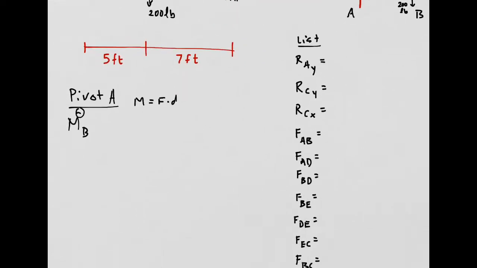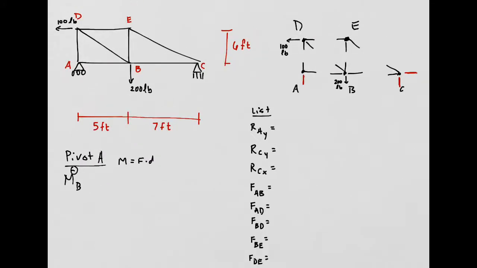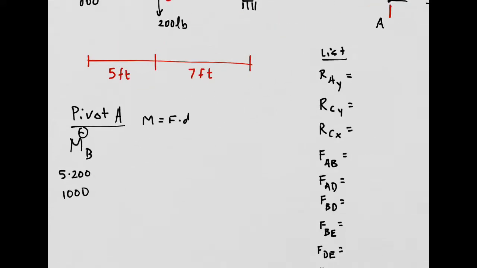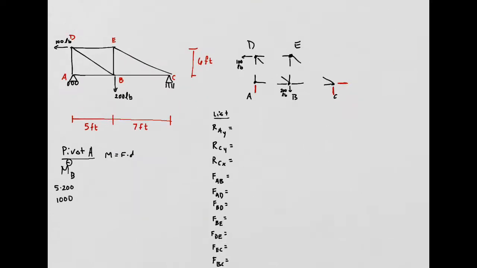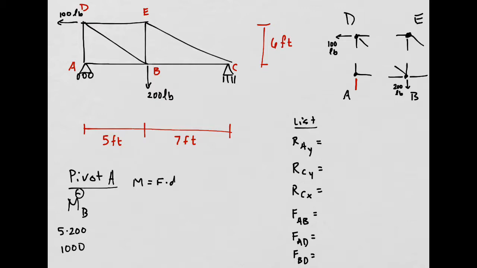And we have 5 times 200, which is 1,000. I'm good at math. No, I'm not. 5 times 200, that's 1,000. A moment of 1,000 foot-pounds in the negative direction.